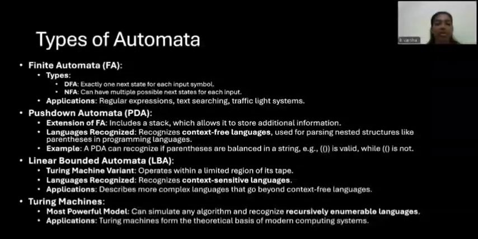Linear bounded automata. A Turing machine variant, it operates within a limited region of its tape. Language recognition: it recognizes context-sensitive languages, and application, it describes more complex languages that go beyond context-free languages. Turing machine, the most powerful machine model, can simulate any algorithm and recognize recursively enumerable languages. Application: Turing machines form the theoretical basis of modern computing systems.